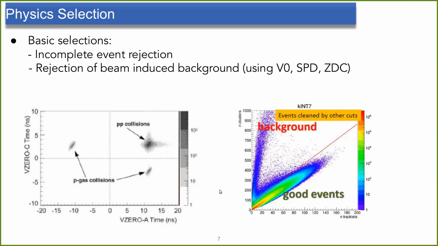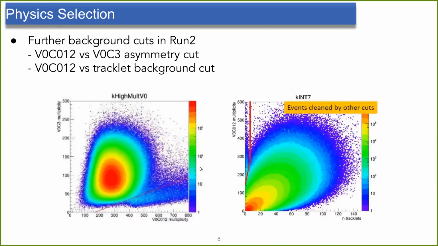So by applying the physics selection in the first step, you reject these backgrounds, this beam induced background. Now, in case of run 2, we have also added further selection cuts to reject this background.